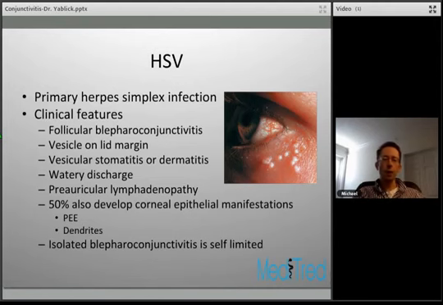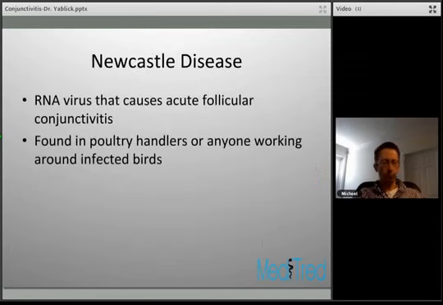Often you also see a coexistent vesicular stomatitis or dermatitis, as we talked about. They tend to have a watery discharge. Preauricular lymphadenopathy can be present. And then 50% of patients with a blepharoconjunctivitis can also develop corneal manifestations such as punctate erosions and dendrites. If you have an isolated blepharoconjunctivitis, that's actually self-limited, and so, again, supportive measures to help the patient feel better.